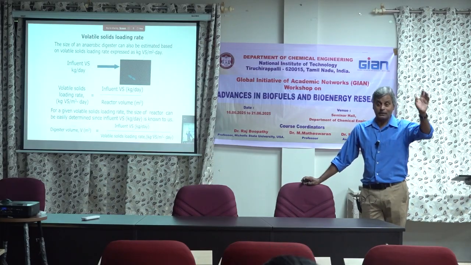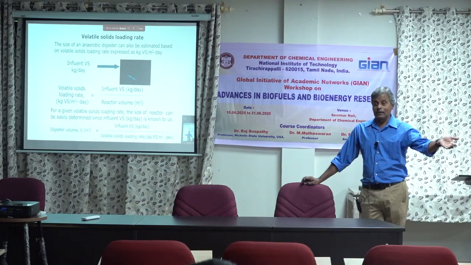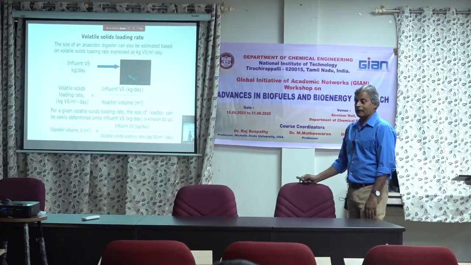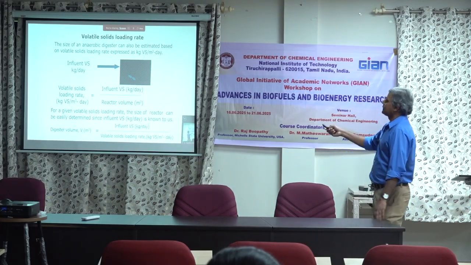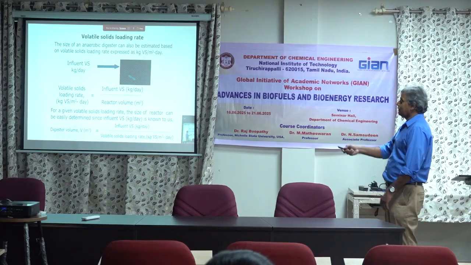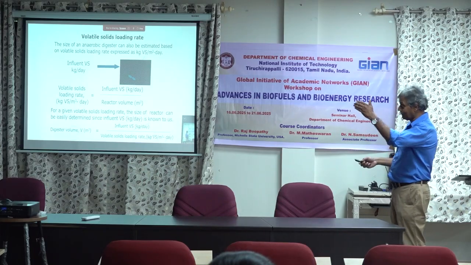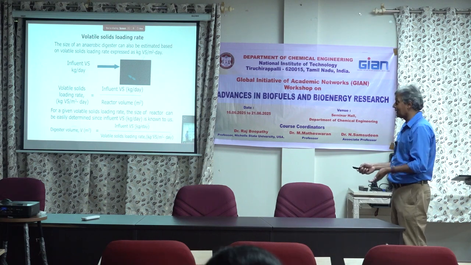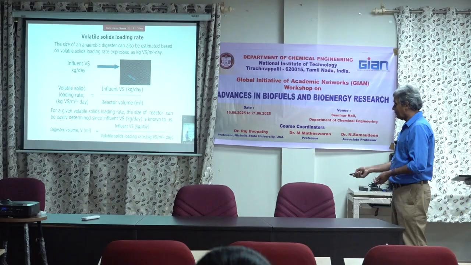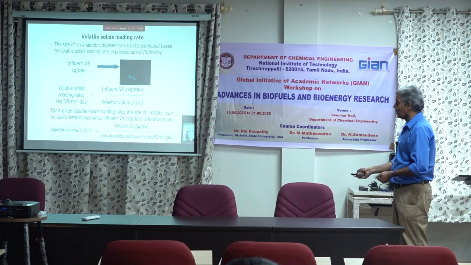So you need to do the analysis first in your waste, how much volatile solid is in your waste, and you should know the volume of the reactor. You divide that, and that will give you the loading rate. Okay? So for a given volatile solid loading rate, the size of the reactor can be easily determined, since influent volatile solid is known to us because you do analysis. So digester volume equals influent volatile solid divided by the volatile solids loading rate.